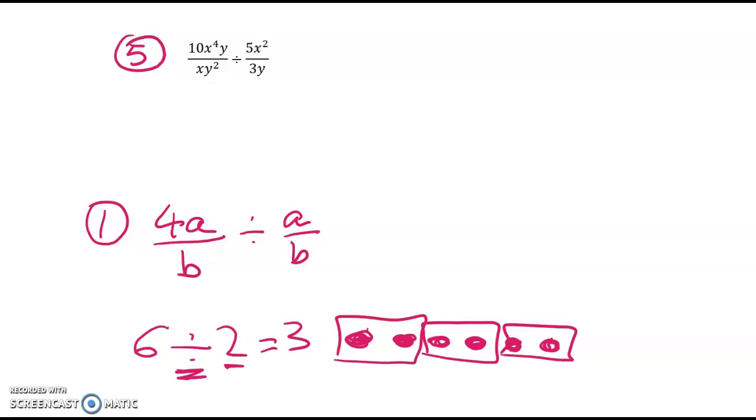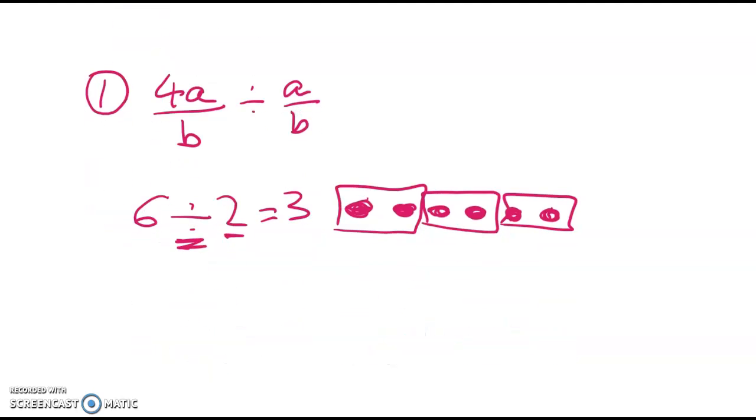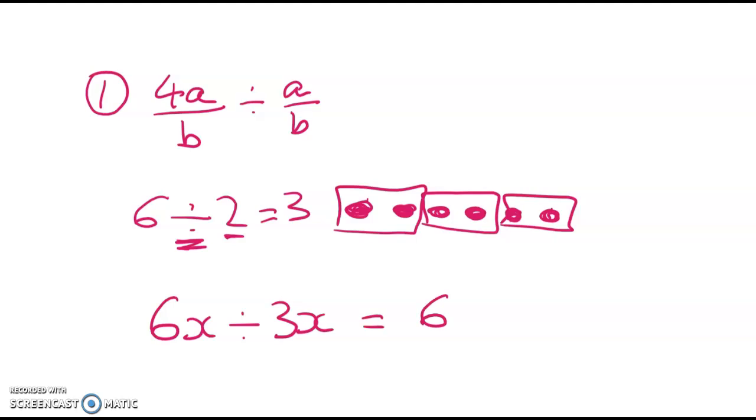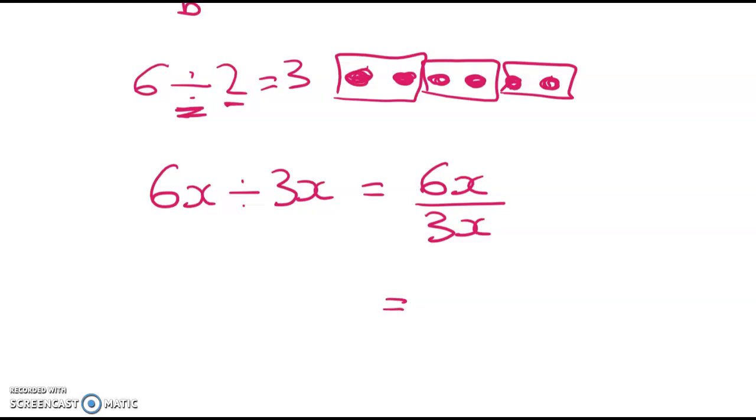So when we do algebraic fractions, it's really easy to get into the, oh, we have to flip the second fraction and multiply. But it's all about what that means. So let's think about what 6x divided by 3x looks like. Well, we know that when we're doing algebra, we don't usually write it like that, right? We write it as a fraction. So 6x divided by 3x is equal to 2, right? Because x divided by x gives us 1, and 6 divided by 3 is 2.